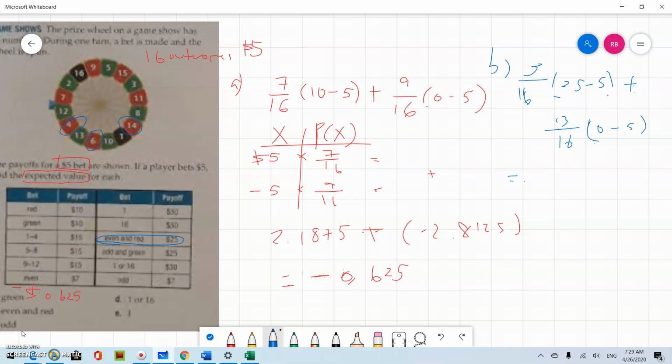So when you calculate this, it's 3.75 plus negative 4.0625. So my expected value is negative 0.3125. So actually, you're losing less money than the first one. So if you have to bet your money, I would say bet on the even and red instead of green.